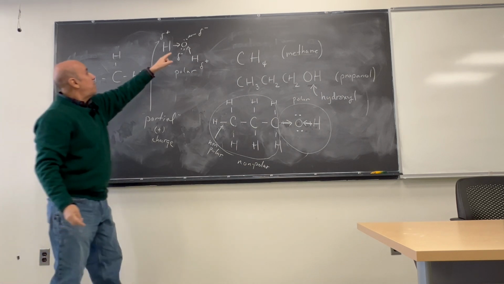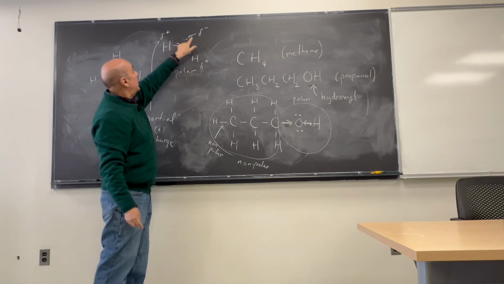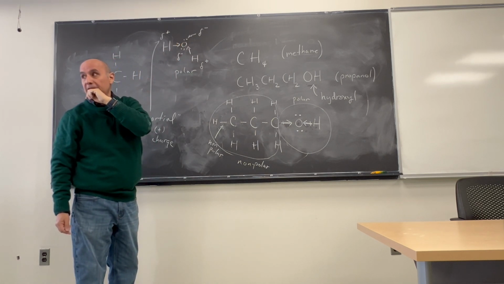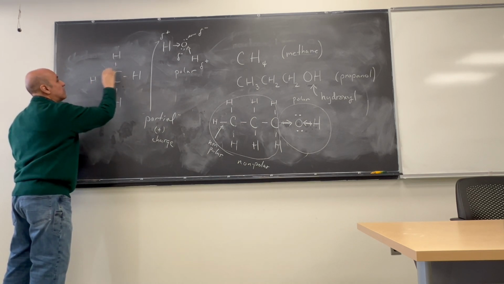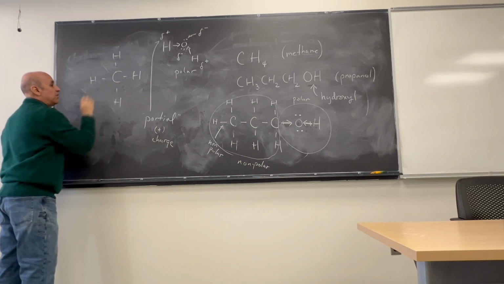To have a partial positive, you need to have a polar bond. To have a partial negative, you need to have a polar bond. Okay? So this guy has no polarity anywhere. This is completely nonpolar. There's no electrical charges showing up there. We're going to leave it like that.